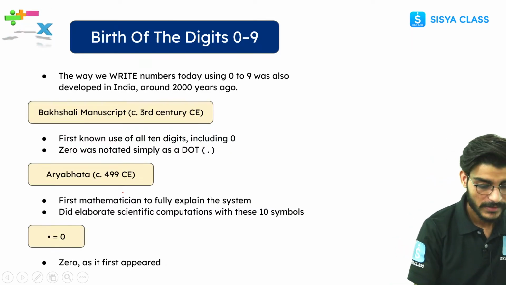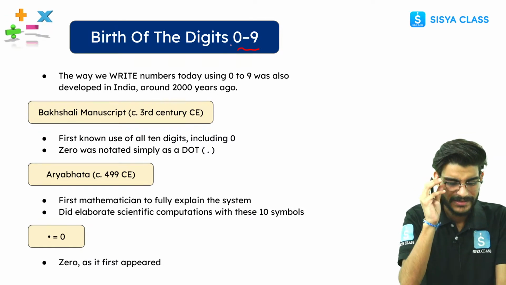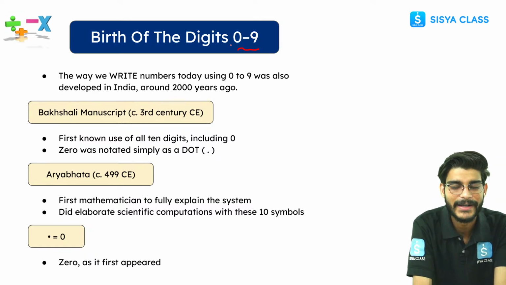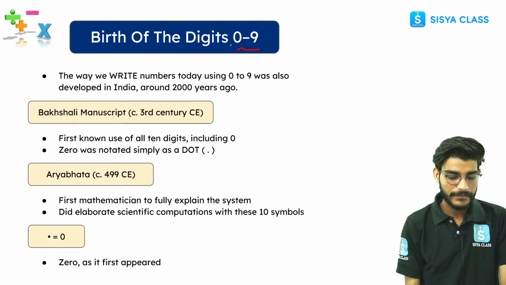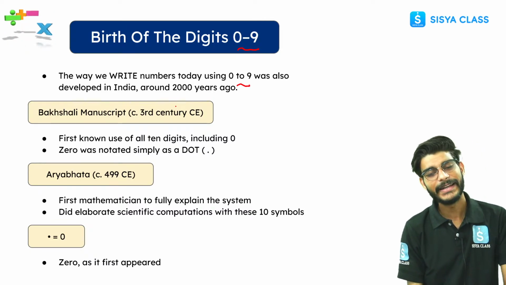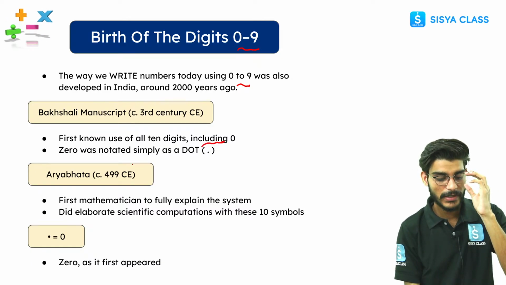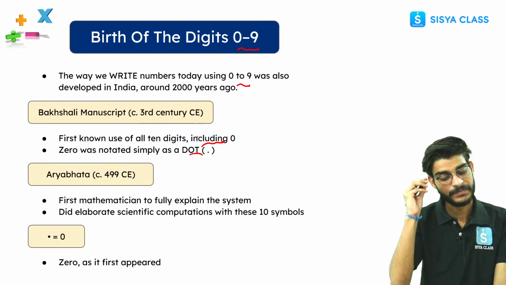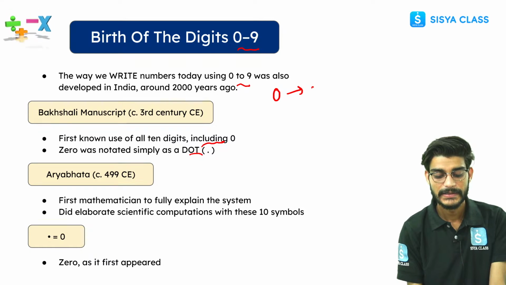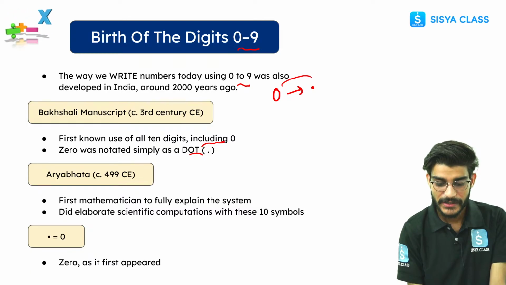Now let's see where the birth of digits 0 to 9 came from. Don't worry, it might sound like a history chapter, but I'll try to make it very interesting. Today's numbers 0 to 9 were developed in India only. This is the first known use of all 10 digits including 0. 0 was notated simply as a dot. Earlier, for 0, they used to denote it as a dot only. That's it. For 0, the notation was a dot.